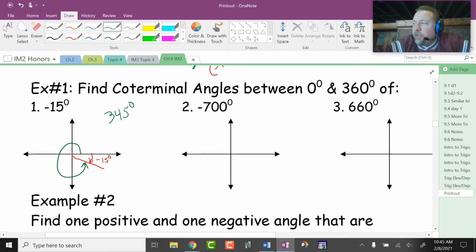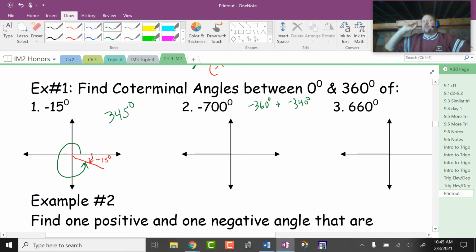This one not so easy. What do you know about negative 700? Is it more than one rotation? Yeah. Is it more than two rotations? No. So here's what you do. You figure out, okay, it's negative 360 plus what's left over. What do you know about that, Matt? Okay, where does negative 340 land?